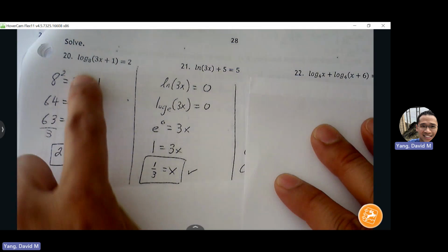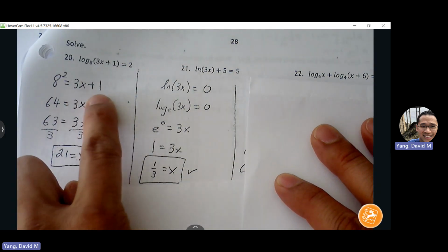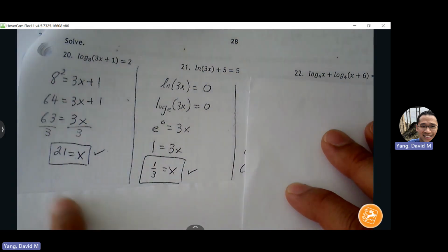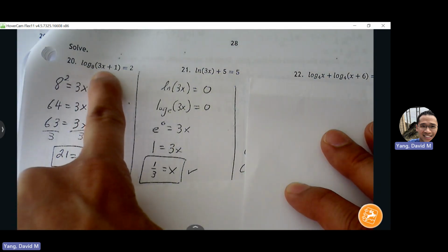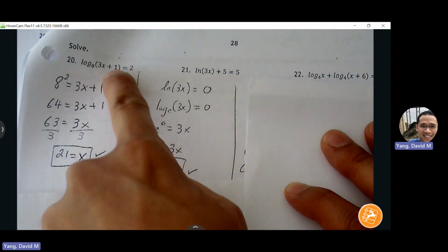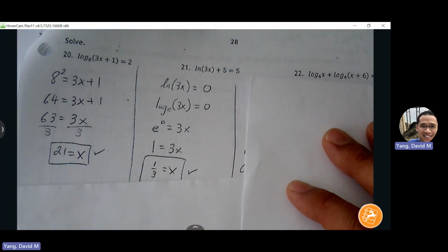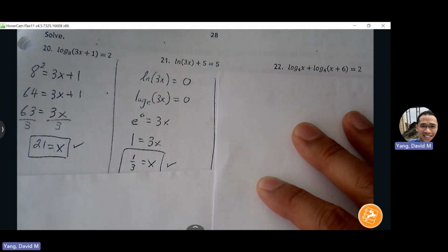So exponential form is base 8 to the second power equals the value. Solve for x, x equals 21. So this I got to check, right? I've started off with a log equation. I got to plug 21 in, make sure it's okay. Doesn't conflict with any, does not cause any issues. So that 21 is safe.